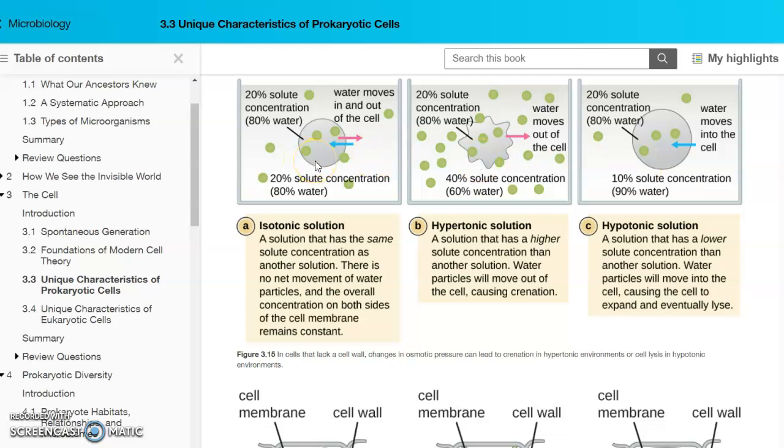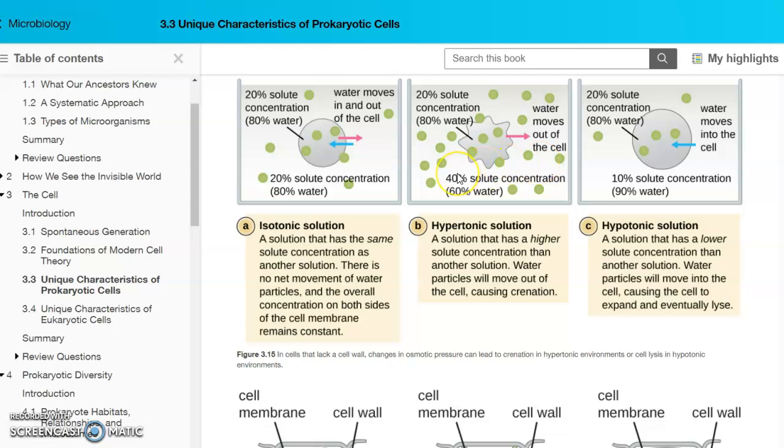Iso means the same or equal. So in an isotonic solution, the solution inside the cell is the same as the solution outside of the cell. You see here we've got a 20% solute concentration, 80% water. Water flows in and out of the cell in equal amounts, just back and forth across the cell membrane and cell wall, and we maintain cell shape. So ideally, we want our cells to be in this isotonic environment. There's no net movement of water and no net movement of the solutes.